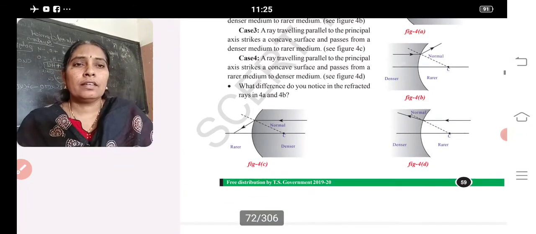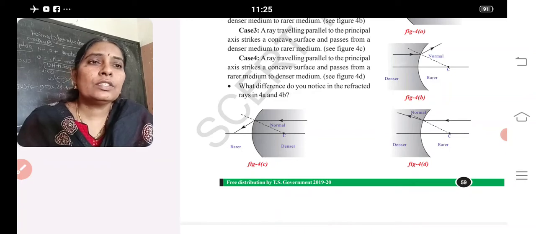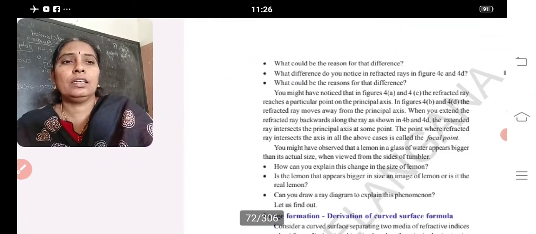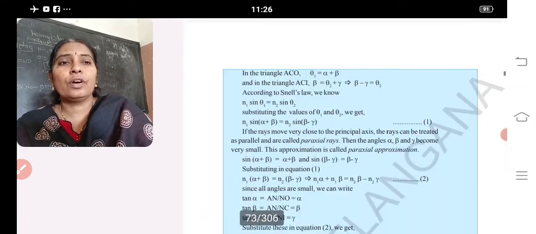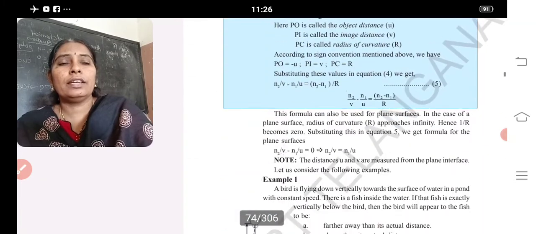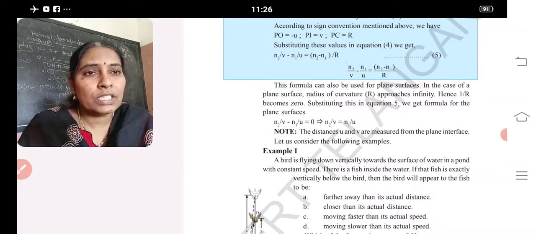Any ray striking the surface normally moves away from the normal in one case, and here it is towards the normal. These four situations are important. And then the image formation and derivation of the curved surface formula. This formula I already informed you. Derivation of the formula is not important for your essay 1 as well as essay 2, but the formula is important. With this formula you are going to solve some problems. That is n2/v - n1/u = (n2 - n1)/R.